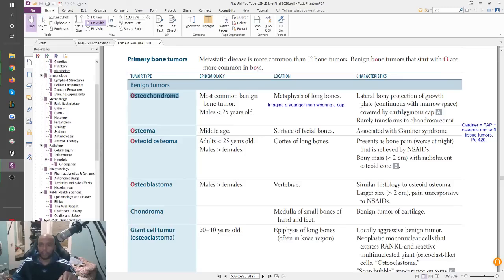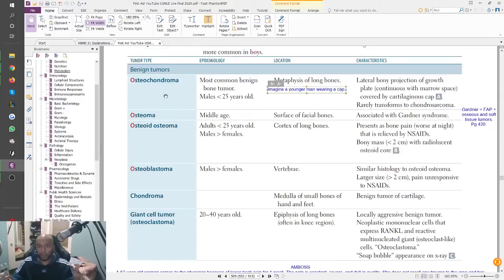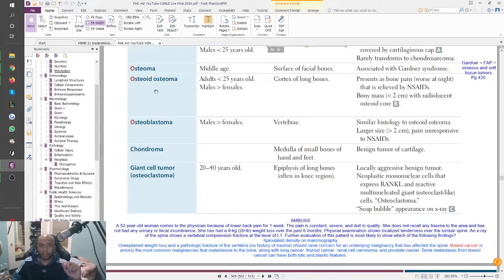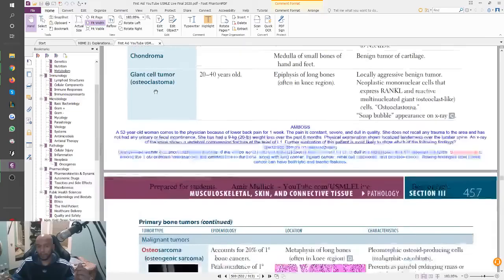But osteochondroma, they tell you it's going to have a cartilaginous cap, and they show you an image of it. So I always think of, imagine a younger man wearing a cap, right? So you remember that it's going to occur in someone under 25, like a college level student, and it's going to be an osteochondroma. Osteochondroma is not exactly that malignant, right? Compared to something that's labeled as a sarcoma, that's going to be much more problematic.